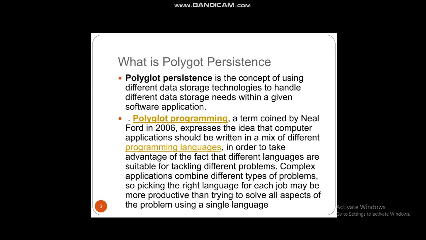Polyglot programming, a term coined by Neal Ford in 2006, expresses the idea that computer applications should be written in a mix of different programming languages in order to take advantage of the fact that different languages are suitable for tackling different problems. Complex applications combine different types of problems, so picking the right language for each job may be more productive than trying to solve all aspects of the problem using a single language.